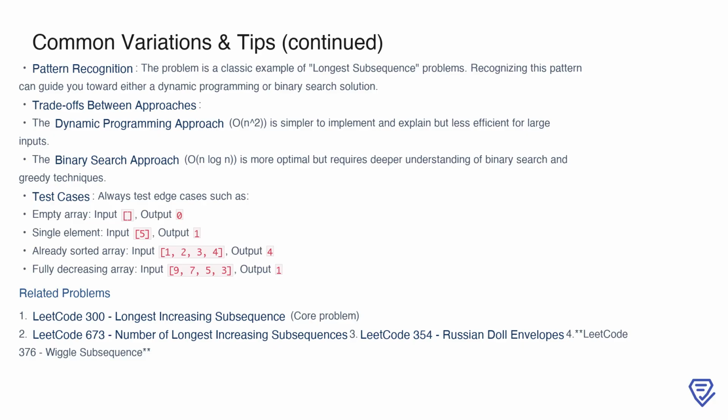When testing your solution, always include edge cases. For instance, an empty array should output 0, a single element array should output 1, a fully sorted array should return its length, and a fully decreasing array should return 1. Lastly, this problem is closely related to others like number of longest increasing subsequences, Russian doll envelopes, and wiggle subsequence, so understanding the core techniques here will help you in similar challenges.